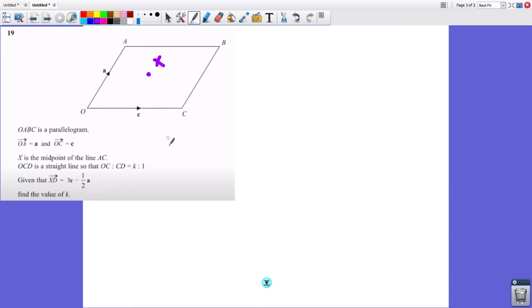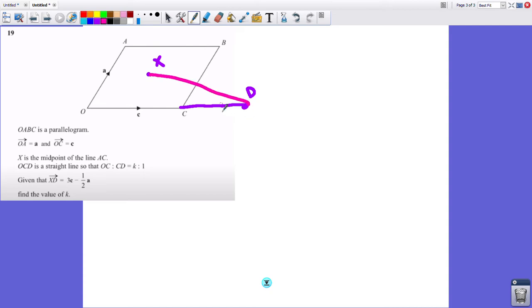OCD is a straight line, such that OC to CD is equal to K to 1. So OCD is a straight line, so D could be roughly here. Given that XD is 3C minus half A, find the value of K. So they're referring to this vector here, X to D.